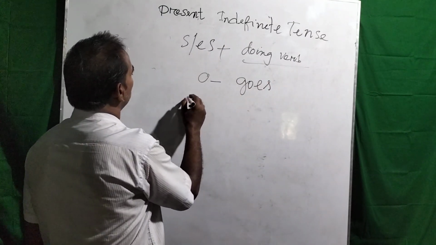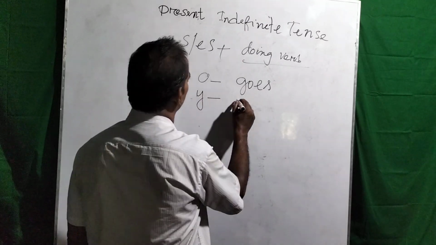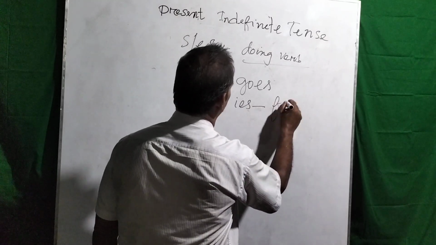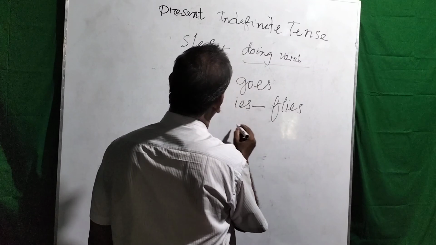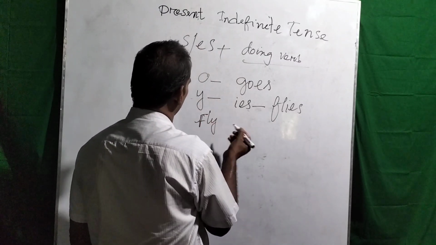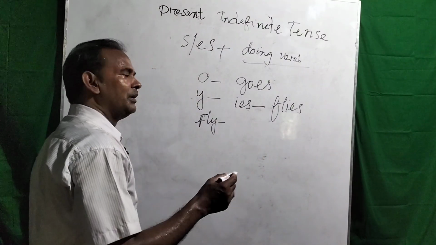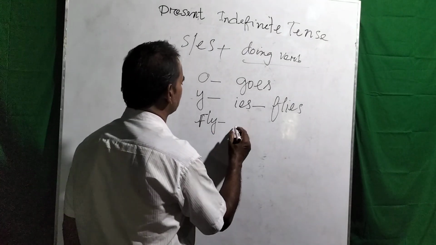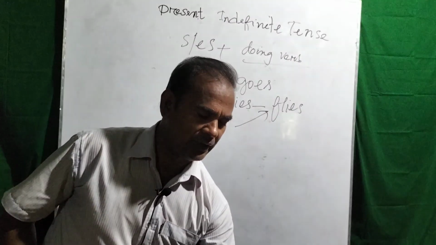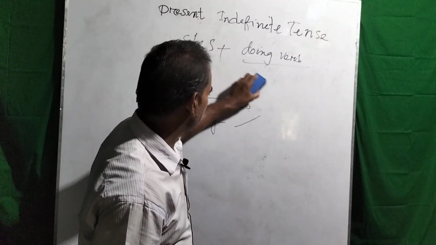But if it ends with y, then it takes ies. Suppose flies, F-L-I-E-S, flies. The word is fly, F-L-Y. So if we use it in the third person singular number, then it takes ies. And in this way we can use the present form of the verb in the sentences.